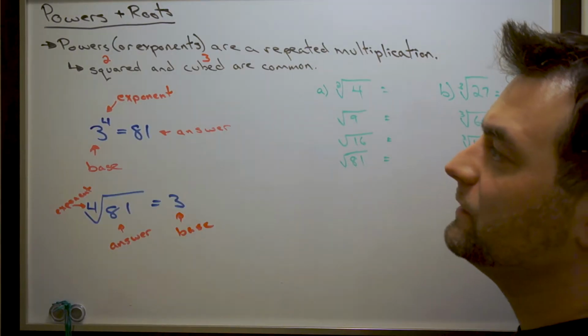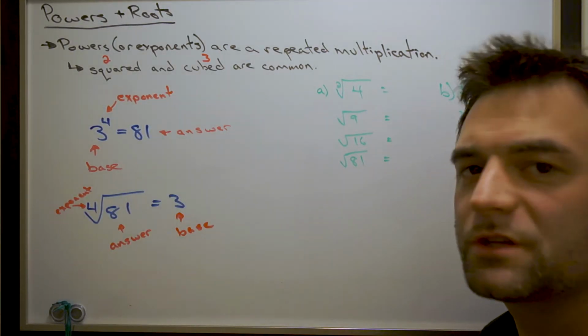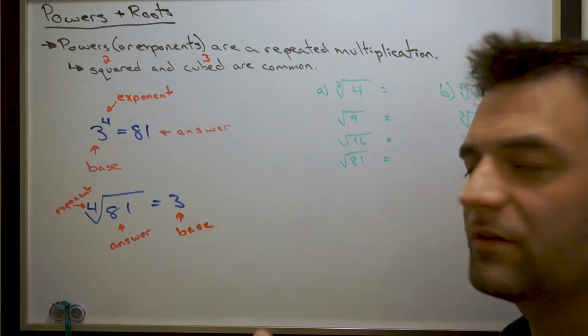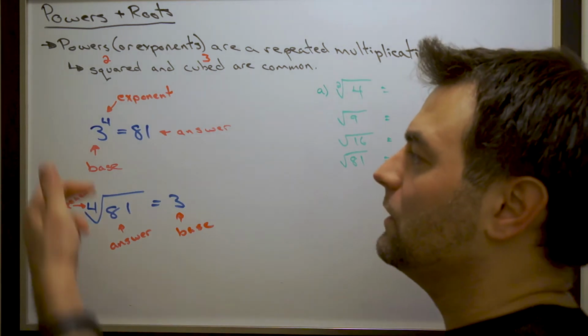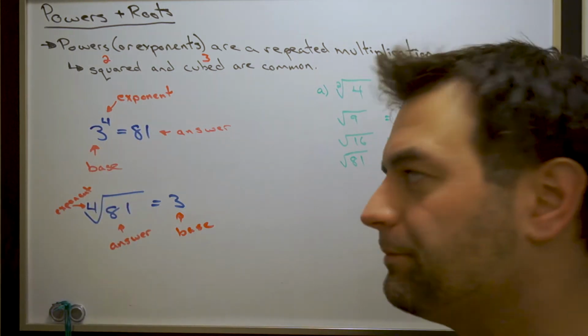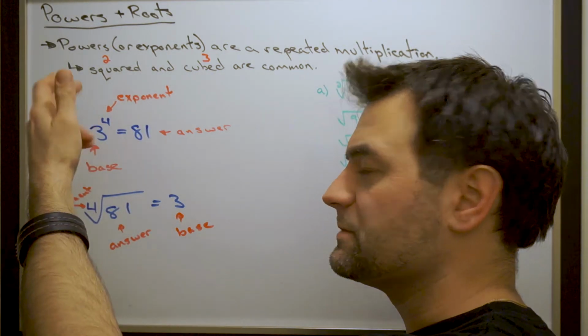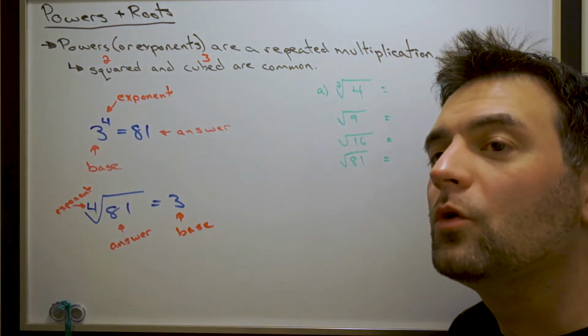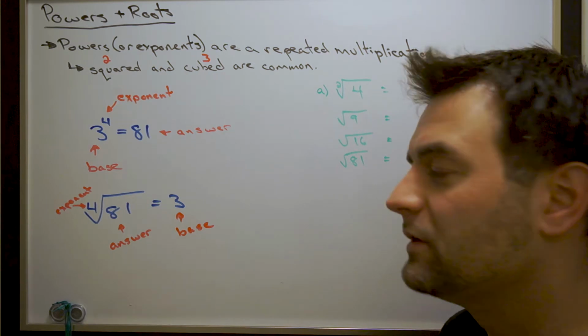Now, if we take a look at the idea of roots, roots are just a rearrangement of an exponent type question. So we had our 3 to the 4 equals 81. So 3 times 3 times 3 times 3 is 81. What an exponent does is it asks you what's the base. So it's asking for the base.